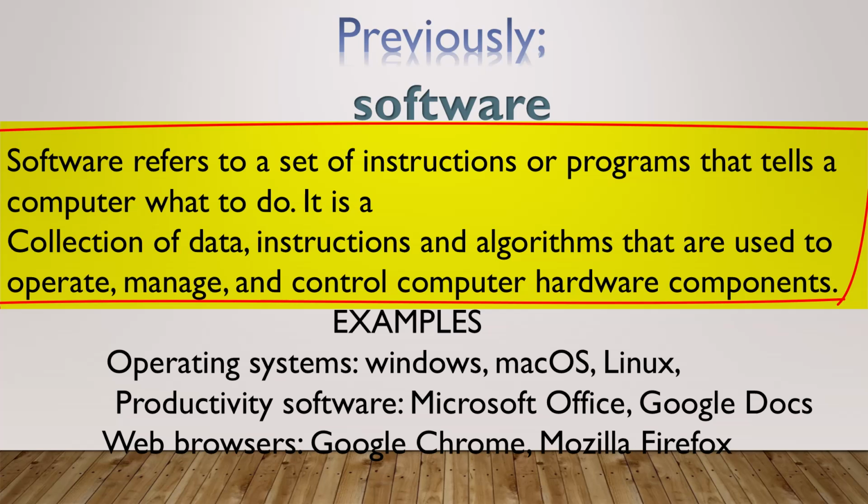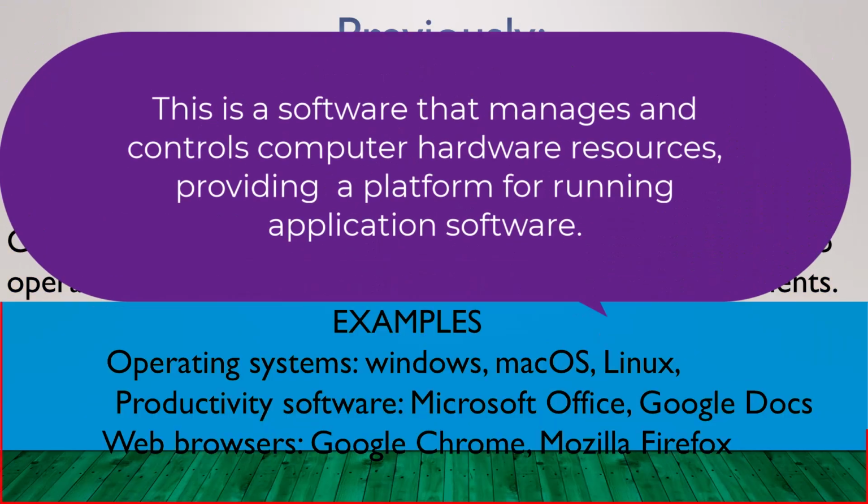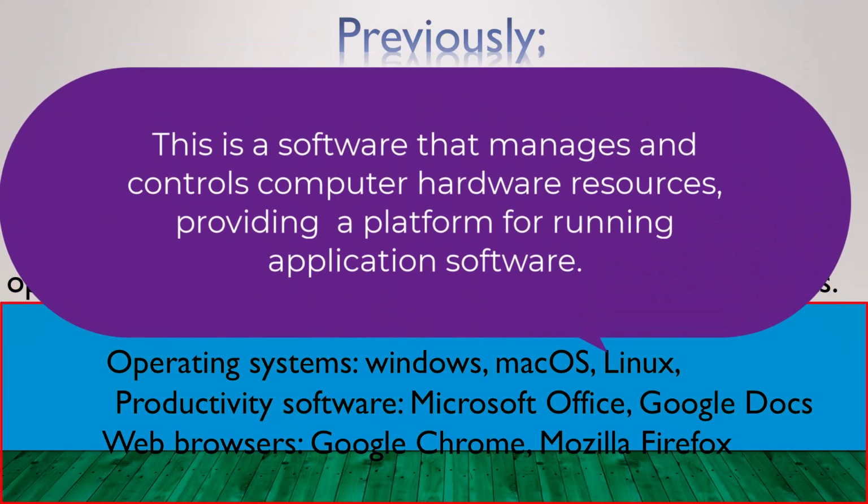Now let's go over what we learned last week, which is computer software. So you remember we said that software is a set of instructions or programs that tells a computer what to do. It is a collection of data, instructions and algorithms that are used to operate, manage and control computer hardware components. And we made mention of some examples.